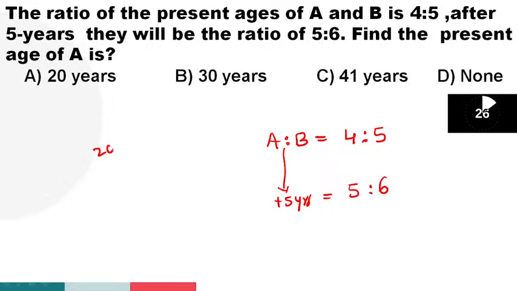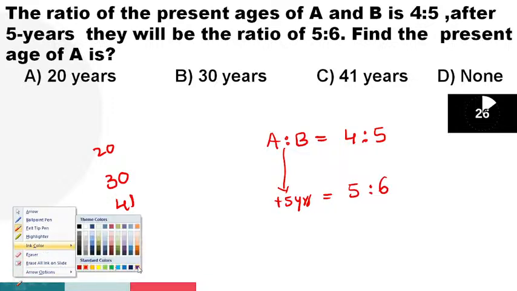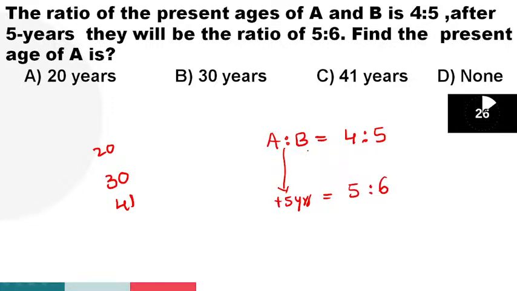Right. First option is 20. Second option is 30, and third option is 41. Okay, look at the screen, guys, carefully. A is to B ratio is 4 is to 5. After 5 years, the ratio is 5 is to 6. So find out the percentage of A.